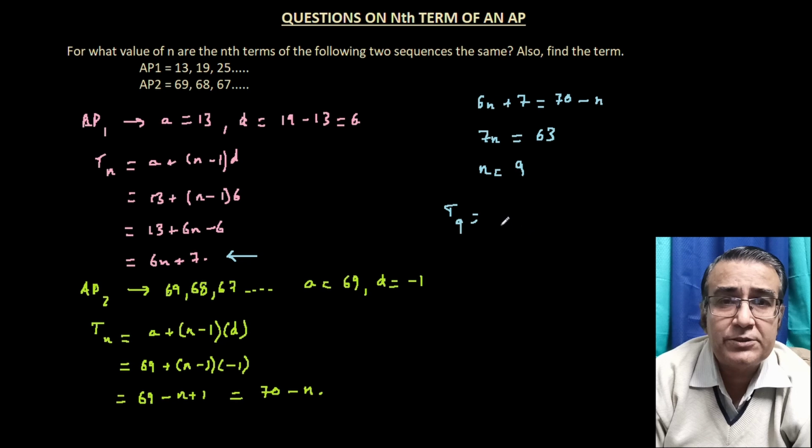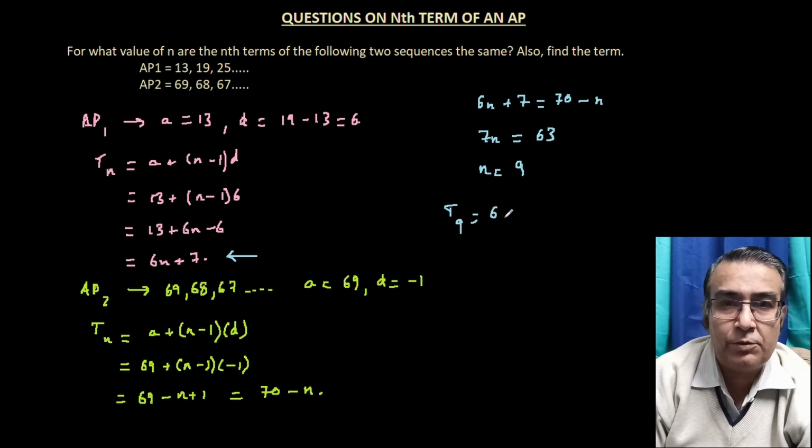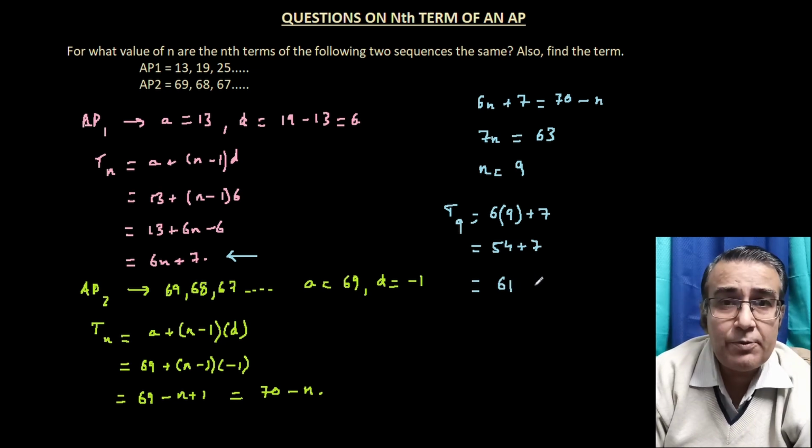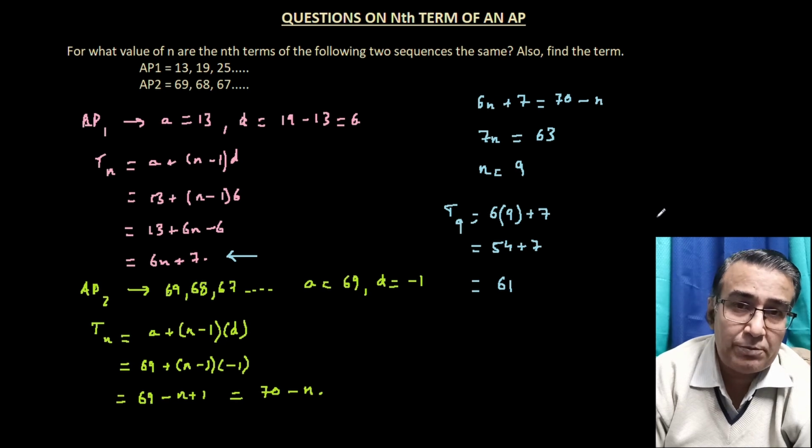So the nth term is going to be, or the ninth term is going to be 6 times 9, because n is equal to 9 now, plus 7. 6 times 9 is 54, plus 7 gives us 61. So 61 is the ninth term of both the sequences, and it is going to be the same in both the progressions.